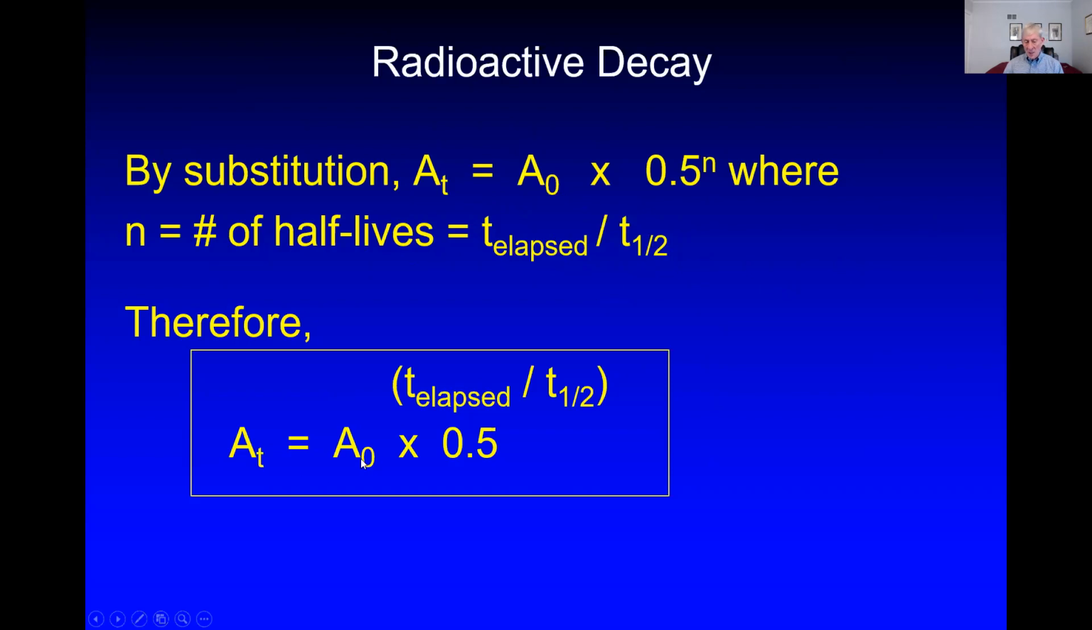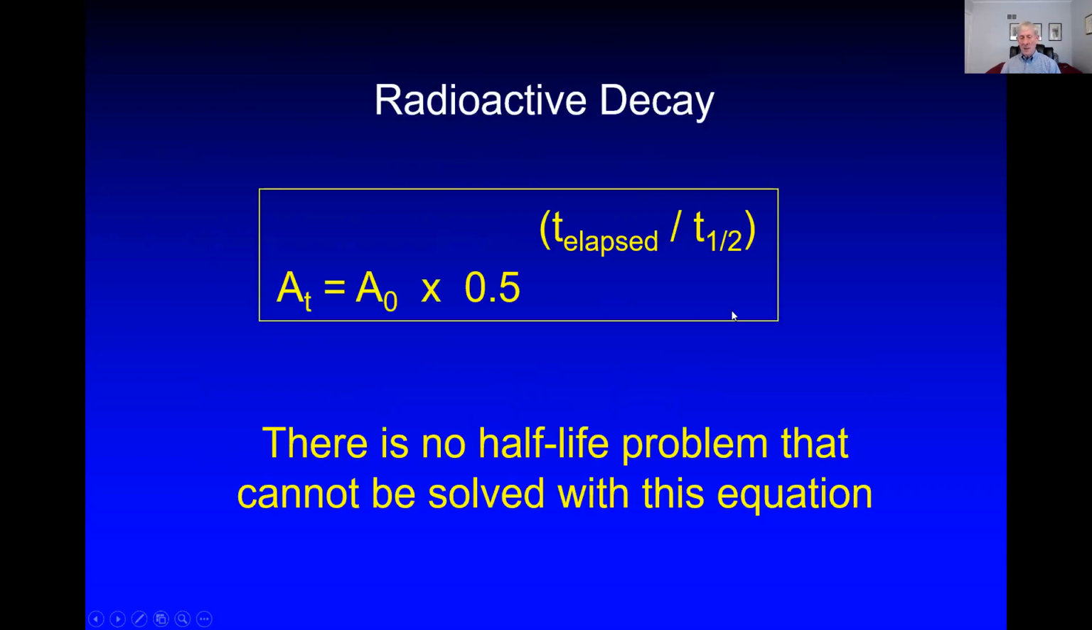Final activity equals initial times 1/2. This is, for some reason, in the wrong place. It should be moved farther to the right, but this is all the exponent. Parenthesis, t elapsed divided by t1/2, close parenthesis. Let's see if it looks better here.